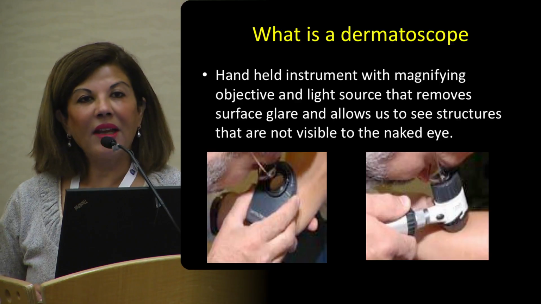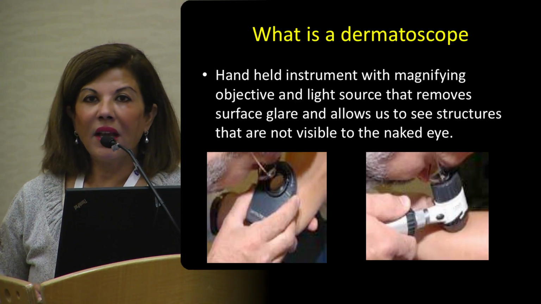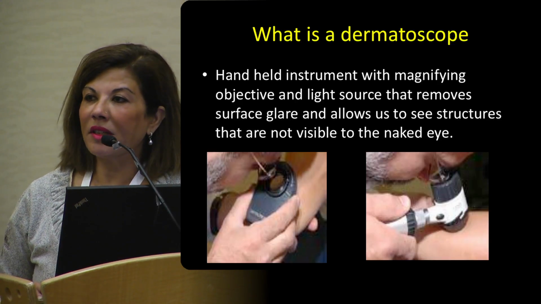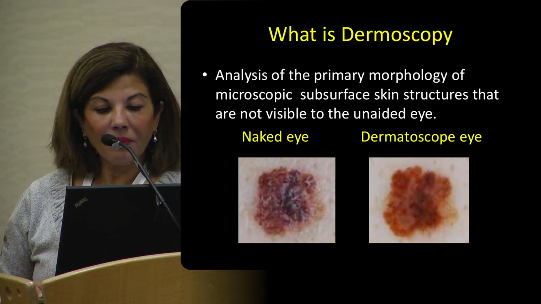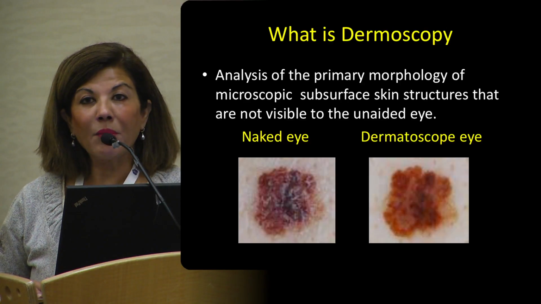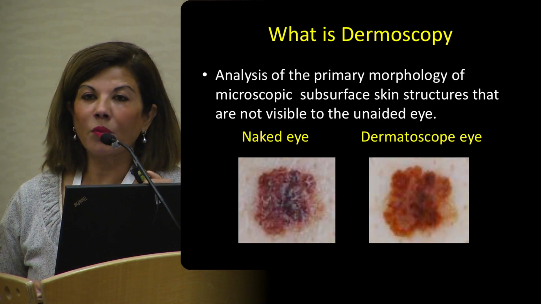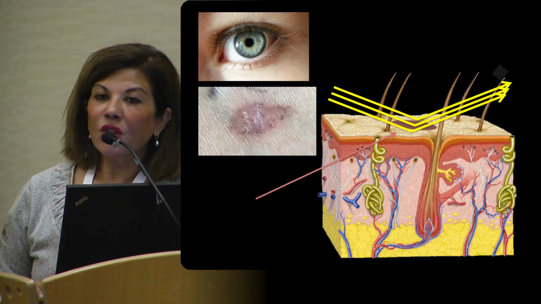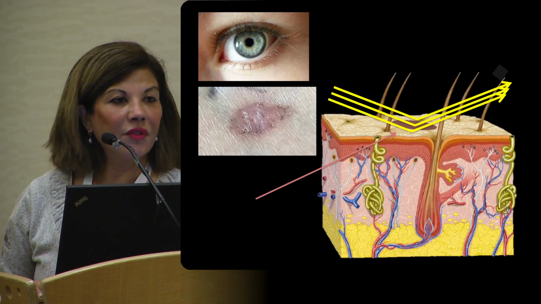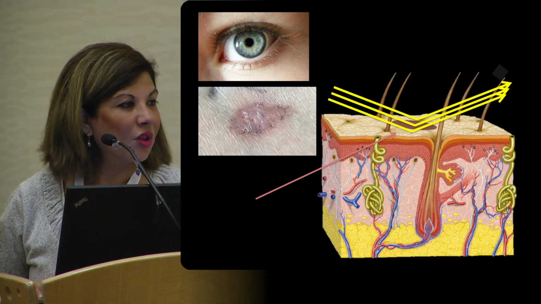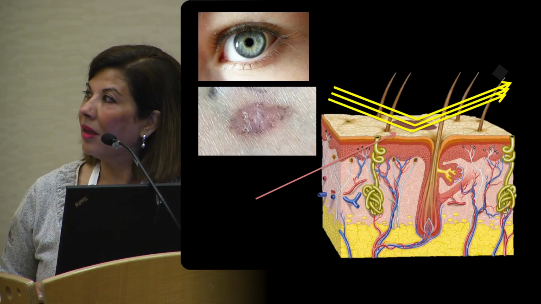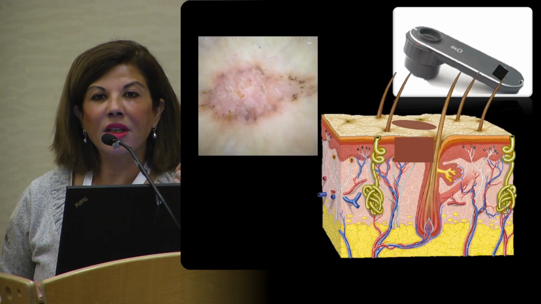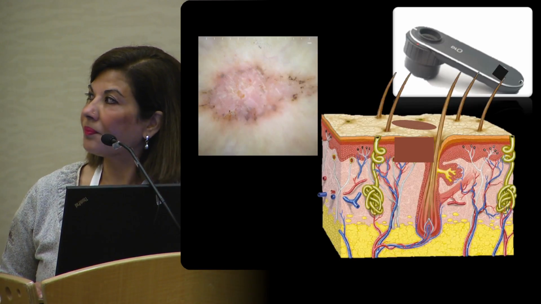So a dermatoscope is a handheld instrument with a magnifying objective and a light source that removes the surface glare and allows you to see structures that are present underneath the surface of the skin. And dermoscopy is analysis of the primary morphology of the microscopic substructures that are not visible to the naked eye. When you look at a lesion with the naked eye, the light is reflected off the skin, and so you're not able to see any structures that are present underneath the surface of the skin. But with the dermatoscope, because the glare is removed, you're able to see the microscopic structures that are present under the surface of the skin.